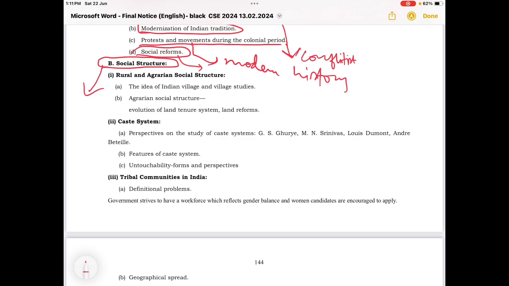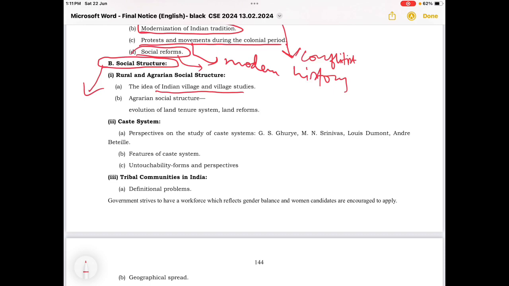So here you will read about how the Indian villages were at that time, what Indian villages consist of today, and how the agrarian social structure has evolved in due course of time. Because evolution is very important in your GS paper.